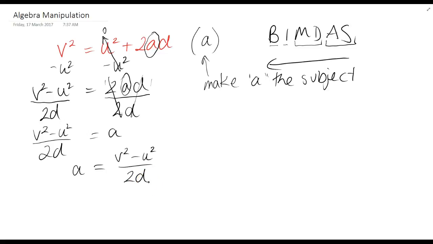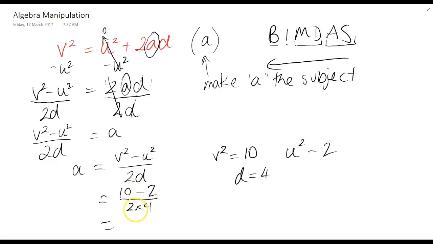The next step here would be that a question might tell you what v, u and d are, and then you would have to input the numbers. So if I said v squared is 10, u squared is, I don't know, 2, and let's say d is 4. What we'd get then, substituting everything in, is 10 minus 2 all over 2 times 4. And that's going to be 8 divided by 8, which is just 1. So that's the stages of questions that you can get in algebra manipulation.